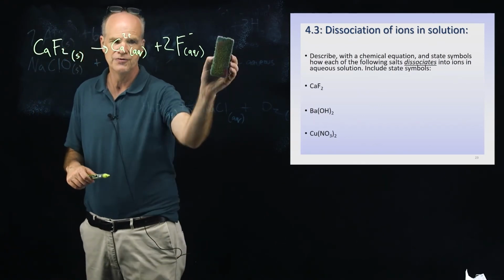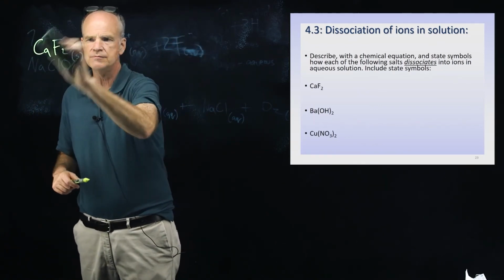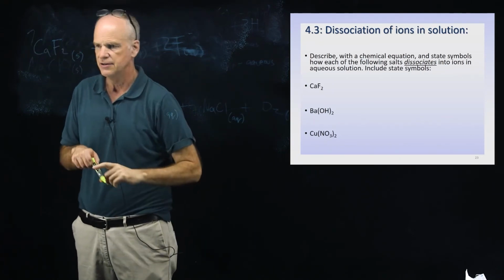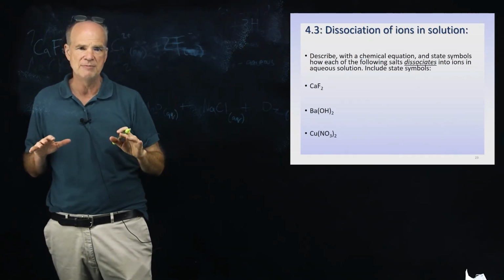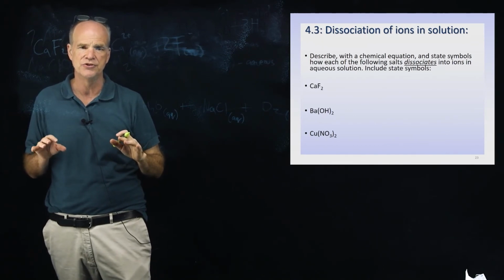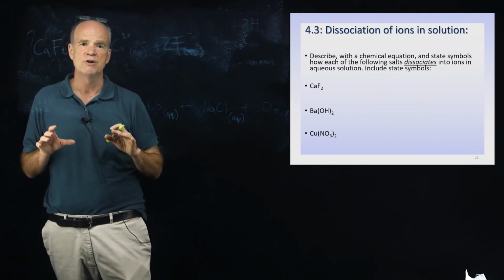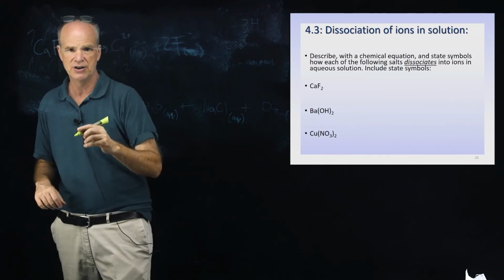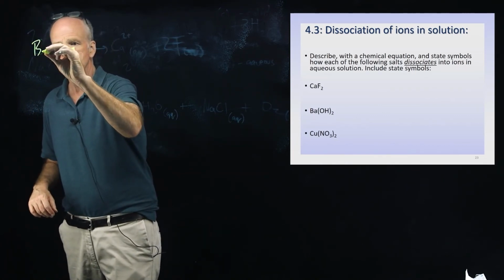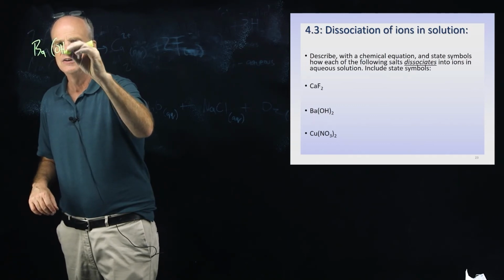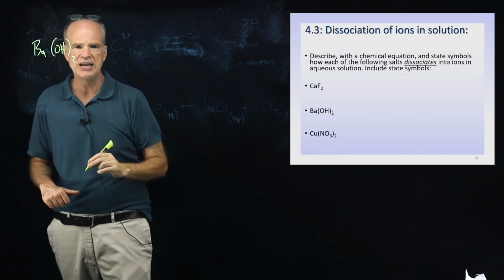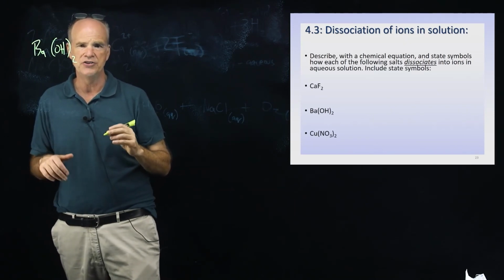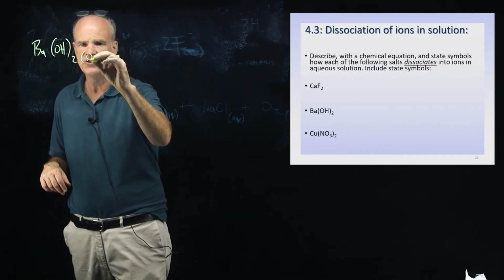Okay, so there's that one. Let's move on to the next one. Okay, how about barium hydroxide? If you had barium hydroxide salt and you were to dissolve that in the water, can you write a chemical equation that describes its dissociation? So let's go ahead and do that. You have barium hydroxide, and we have to include a state symbol in the dissociation equation. If it is a salt, it is a solid, so we will put a parenthesis S here.